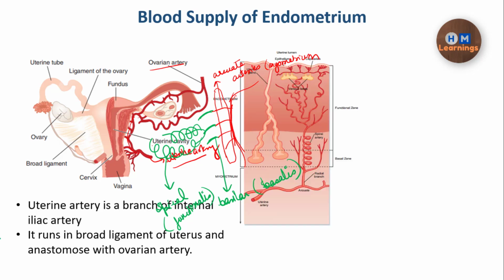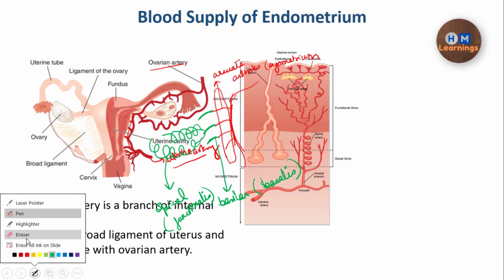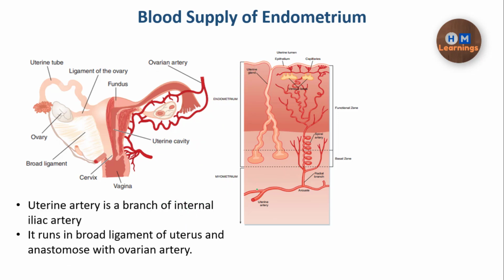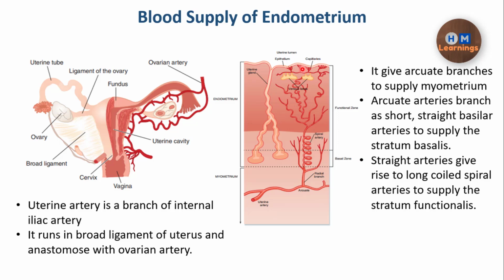Then this is a diagram. I removed the ink. So this is going to be the uterine artery, okay, and this is the arcuate artery. So showing with the laser pointer, this is the arcuate artery which is supplying the myometrium. Then this is giving a branch. These are the short straight basilar arteries. Then they are giving rise to the spiral arteries which are going till the superficial part of the endometrium. So this is just the same thing which I have told you.